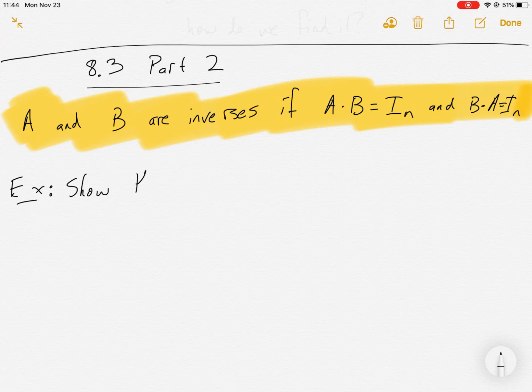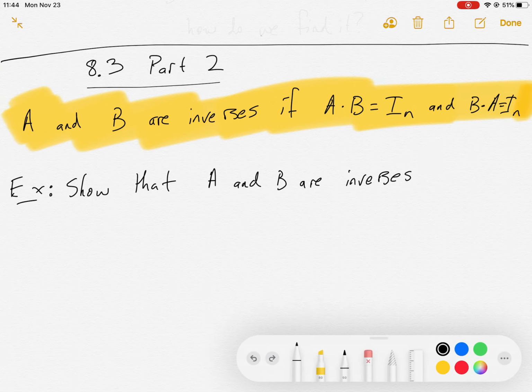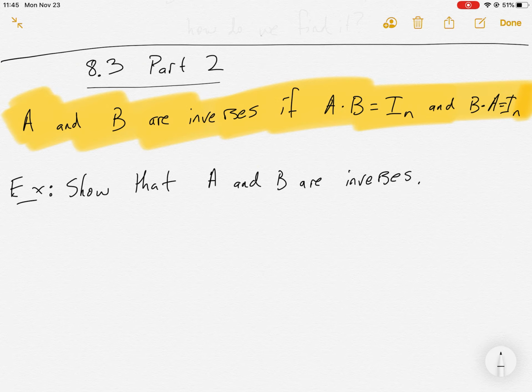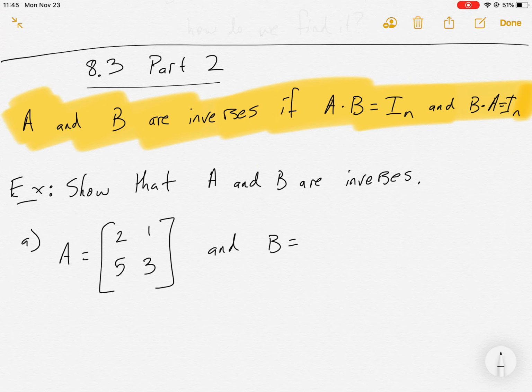So let's get two matrices. I'll just say A and B are inverses, or they might not be, so we'll multiply them and see what we get. So show that A and B are inverses. Let's have A equal the matrix 2, 1, 5, 3. We'll start off with a 2 by 2 situation. And B equals 3, negative 1, negative 5, and then 2.